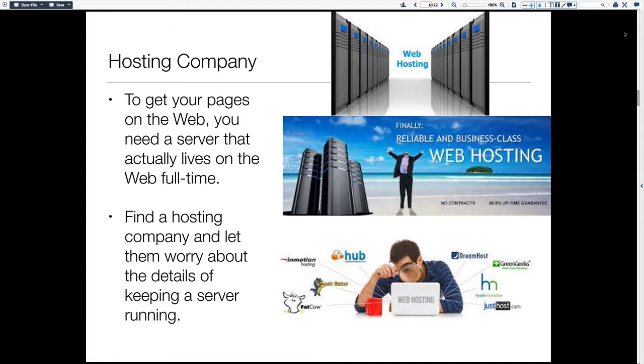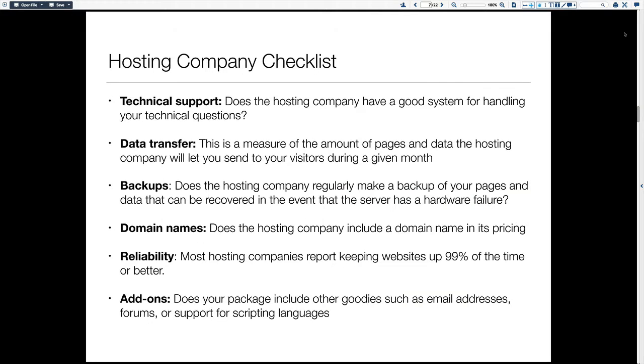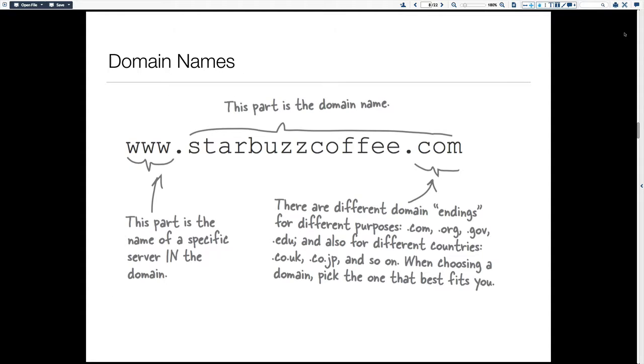Selecting a hosting company, well, there's a lot of choices, and the field has moved on quite a lot from the early days of the internet. There's no shortage of attractive and very low cost providers in this sphere. You might consider tech support, what kind of data transfer the hosting company provides. Do they do backups? Does the company provide domain names? What kind of reliability do they have? Are there other add-ons available? How much do these cost in each case?